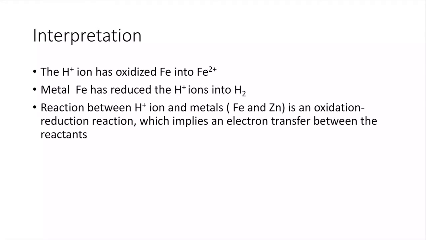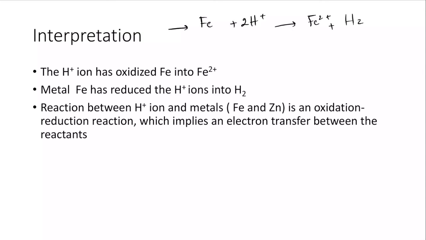So again, the reaction is, let's talk about the Fe. We added Fe plus H plus, we're getting Fe2 plus and H2, which is the hydrogen gas. Here the reaction needs to be balanced, so we add 2 here for hydrogen. So 1 mole of iron reacts with 2 moles of hydrogen ions. Okay, this is the reaction.